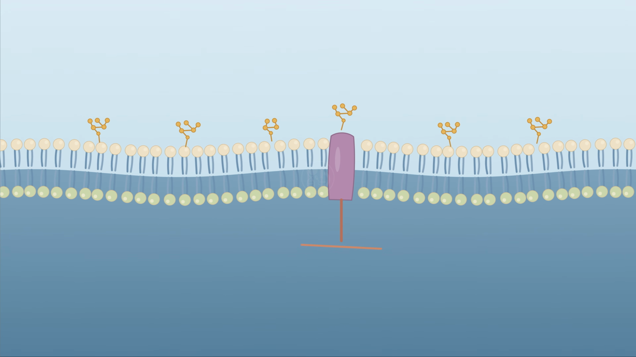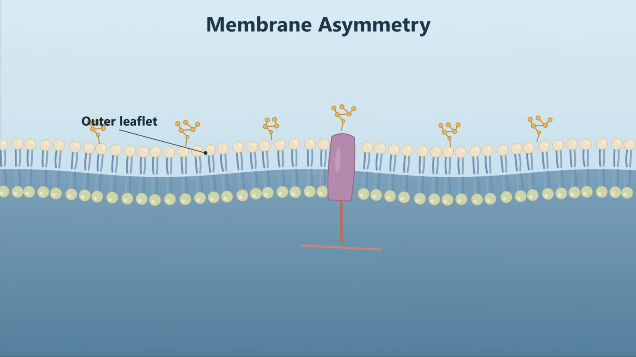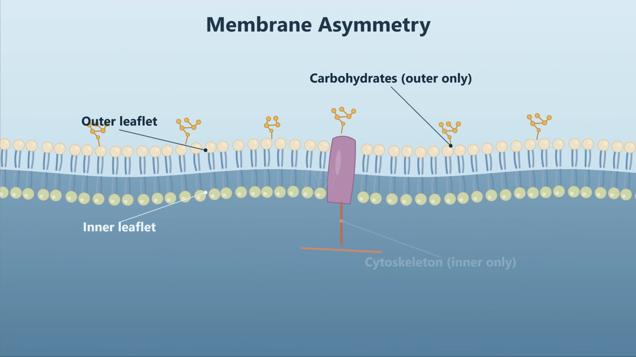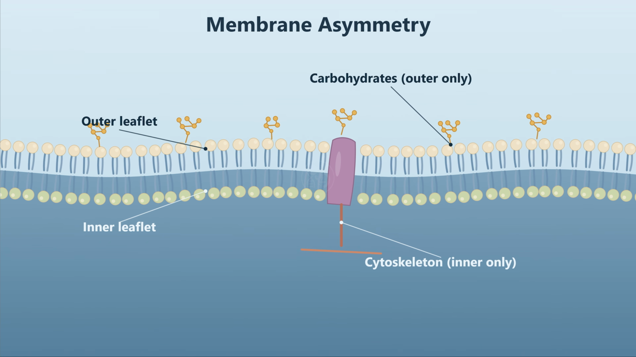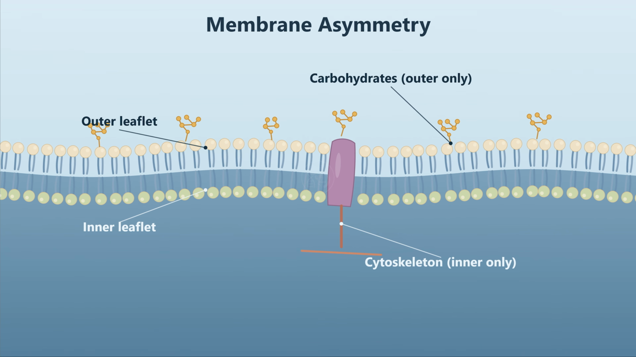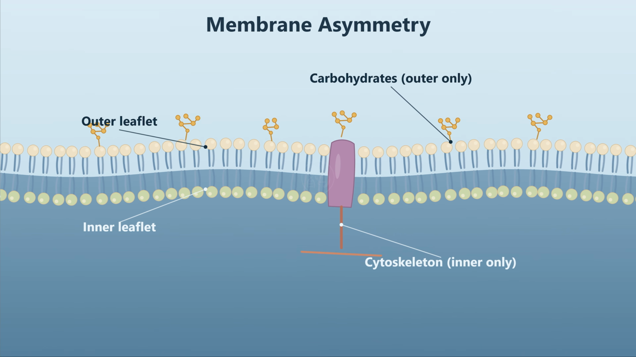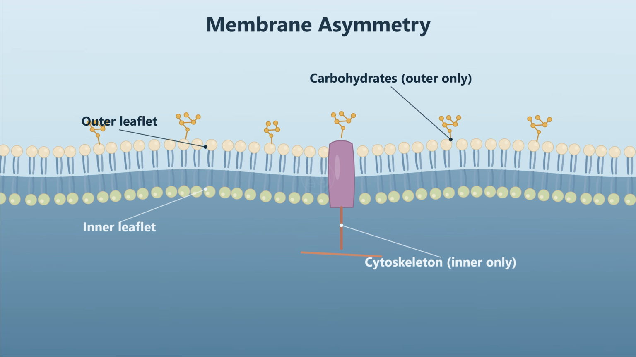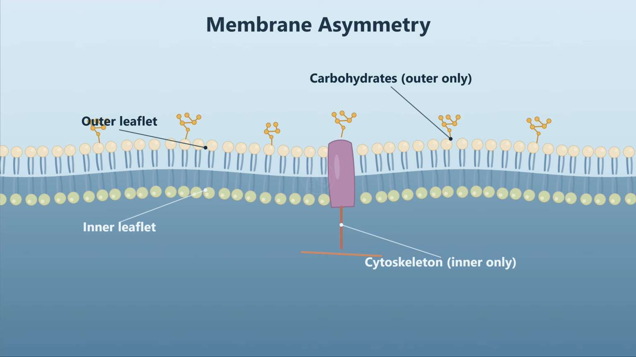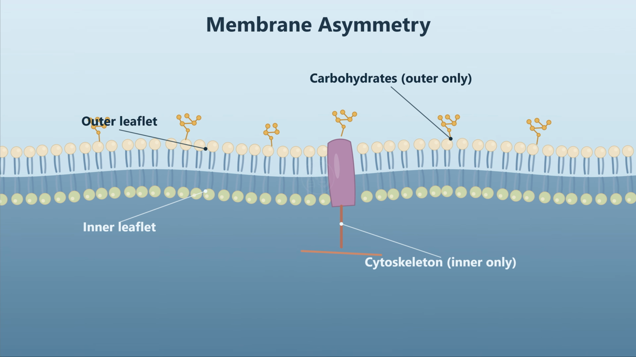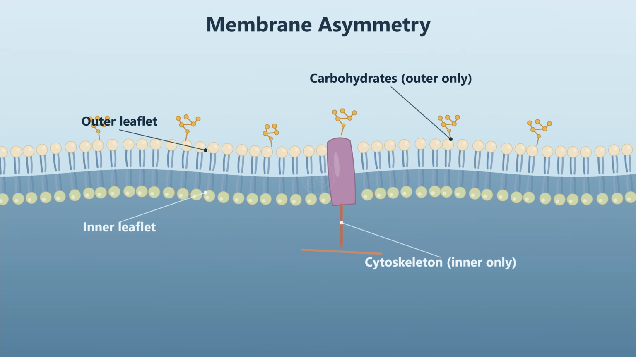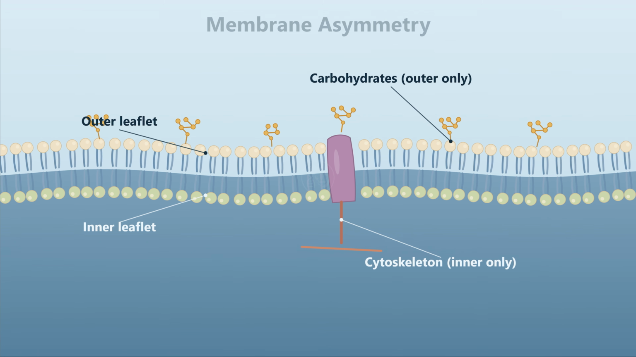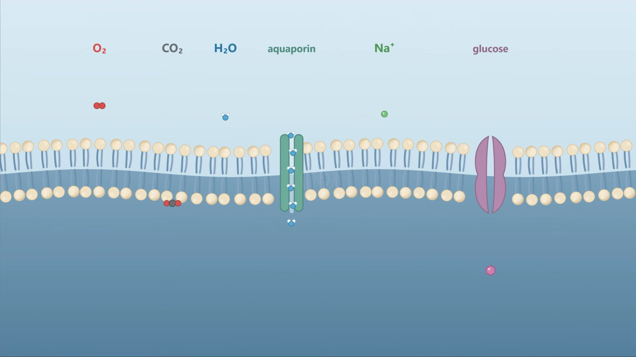The two sides of the plasma membrane are not identical. The inner and outer leaflets contain different proportions of lipids. Membrane proteins have specific orientations, and carbohydrates face the extracellular environment. Cytoskeletal attachments remain on the cytoplasmic side. This asymmetry is essential for normal membrane function.